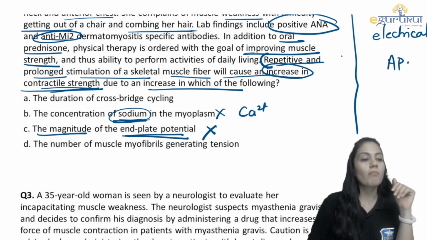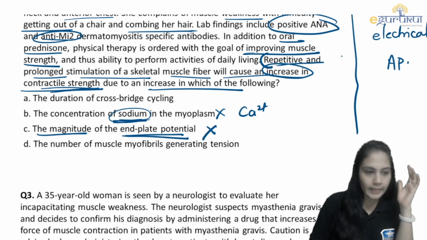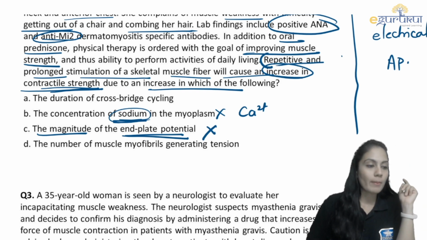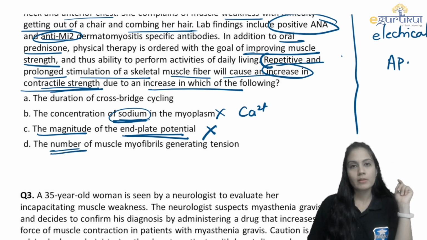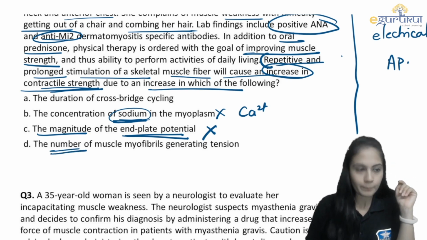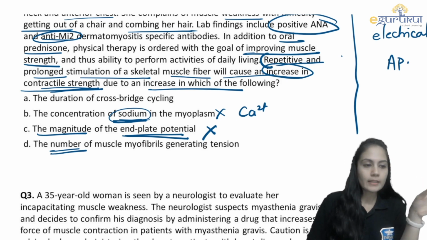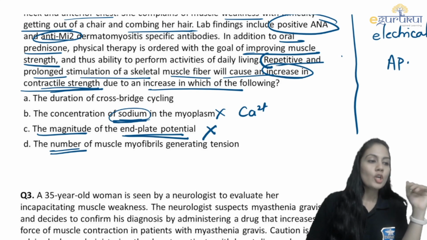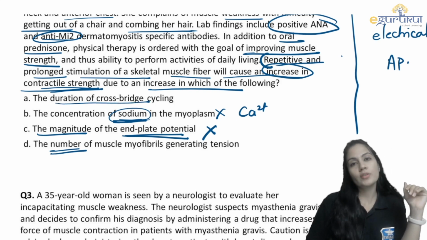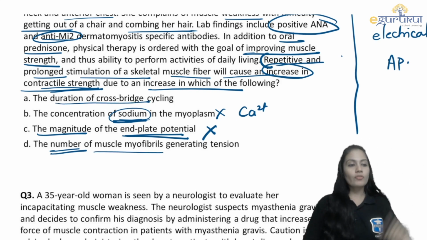The number of muscle myofibrils generating tension. Now over here they're talking about the number of muscle myofibrils, so yes, they're talking about the mechanical phenomena. So first thing we got to know is that it's a 50-50 option, that these two are not the options, right? So duration of the cross bridge cycling or the number of the muscle myofibrils.